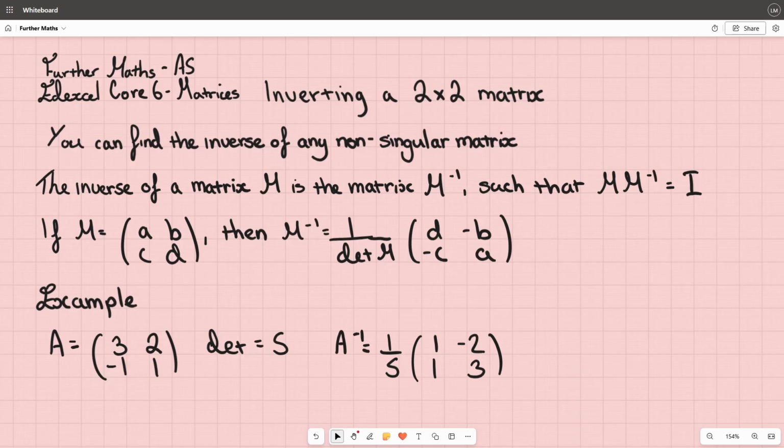So for example, if we have matrix A, 3, 2, minus 1, 1, the determinant's 5. So the inverse of A, or A to the minus 1, is 1 over 5, times 1, minus 2, 1, 3. And if you want to do this on a calculator, you get up your matrix, whether you've input it or you just write it out, and you just do it to the power of minus 1, and that gives you the inverse of the matrix.